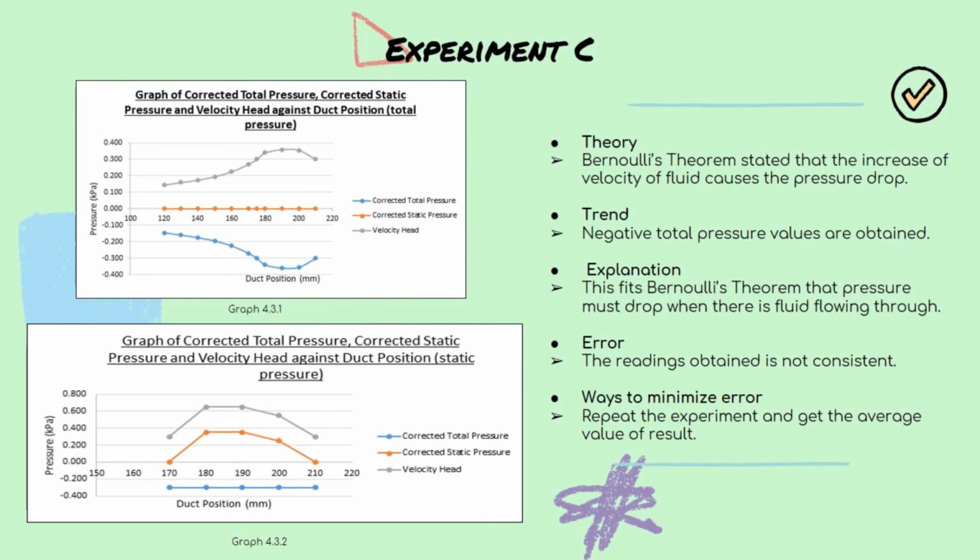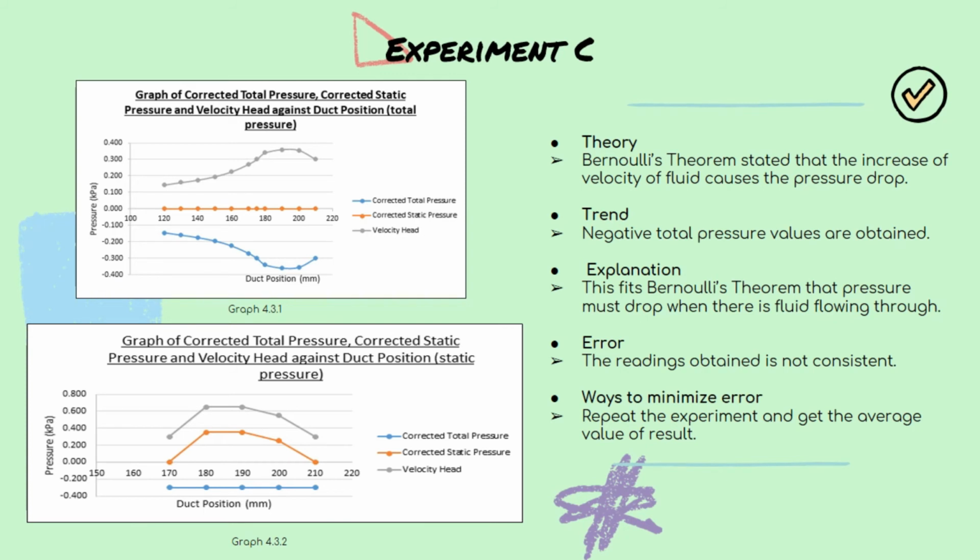In experiment C, we want to confirm the Bernoulli theorem. Bernoulli theorem is the relation among the pressure, velocity and elevation in a moving fluid in which the compressibility and viscosity are negligible. In other words, Bernoulli's theorem stated the increase of velocity of fluid causes the pressure drop.